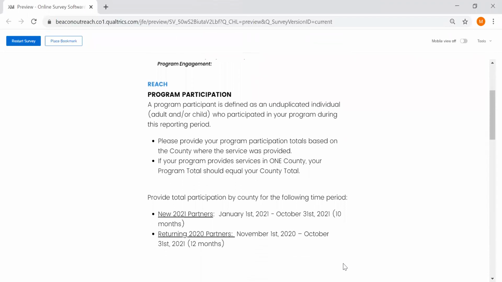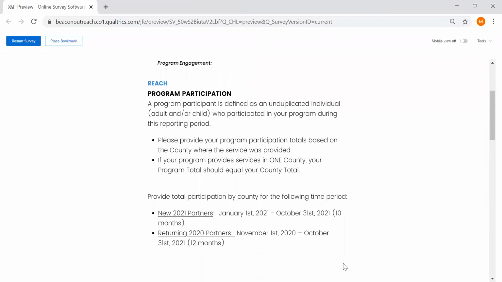Now getting into the quantitative reporting area of the survey, a couple of clarifiers we would like to point out. First, please note again, the reporting period for new partners is January 1st, 2020 through October 31st, 2020. For existing partners who were funded in 2019 as well as 2020, your reporting period is November 1st, 2019 through October 31st, 2020.